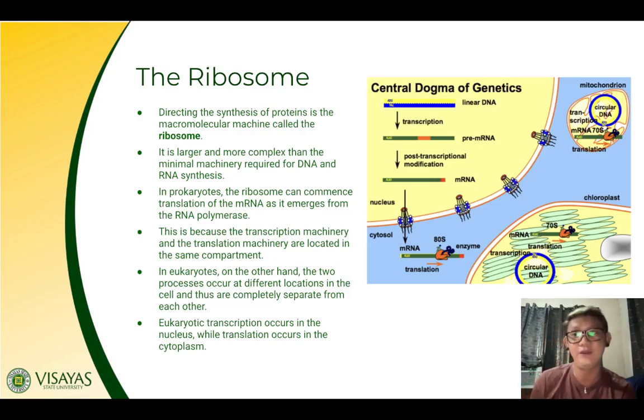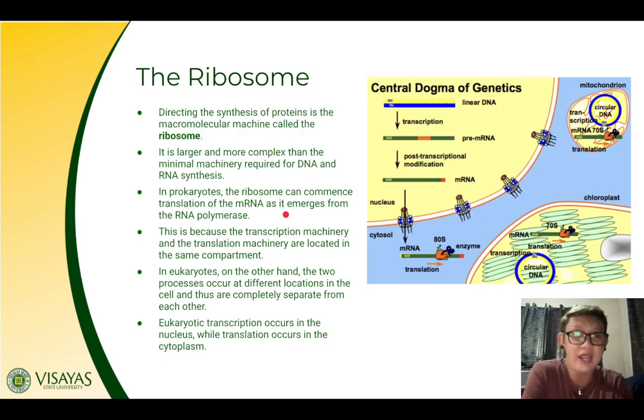Now let us talk about the ribosome. Directing the synthesis of protein is the macromolecular machine called the ribosome. It is larger and more complex than the minimal machinery required for DNA and RNA synthesis. In prokaryotes, the ribosomes can start translation immediately, even before the messenger RNA is finished being transcribed by the RNA polymerase, because they are located in the same compartment. There is no separation of the processes in prokaryotes because they have no organelles.